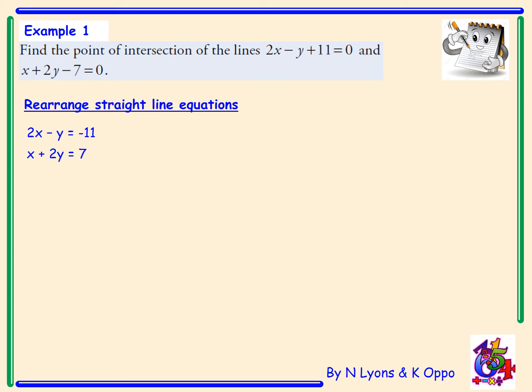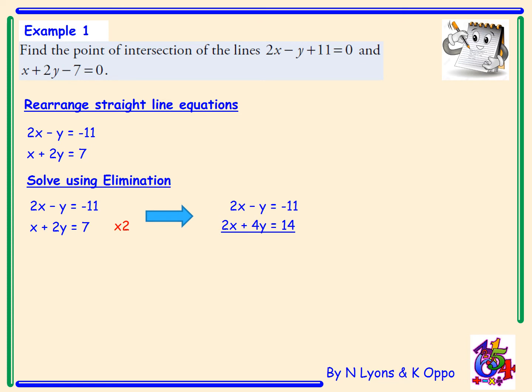To solve simultaneously, I need to use elimination, and I'm going to multiply my bottom equation by 2 to obtain the same coefficient in front of x. My bottom equation will become 2x plus 4y equals 14. In order to eliminate my x values, I will need to subtract the two equations. Negative y take away 4y will give me negative 5y is equal to negative 11 take away 14 will be negative 25. To get 1y, I'll divide by negative 5 to obtain an answer of y equals 5.